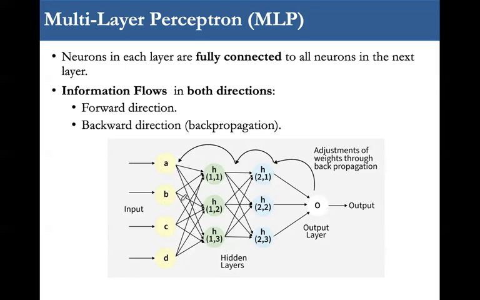Similarly, B is connected to all neurons in the next layer. Here, the information flows in both directions, in the forward direction as well as the backward direction. The backward direction is also called back propagation. In the forward direction, the inputs are multiplied by the corresponding weights. The weighted sum is passed through an activation function to produce the output. Whereas in back propagation, errors from the output layer are propagated back. Weights are adjusted to minimize the error.